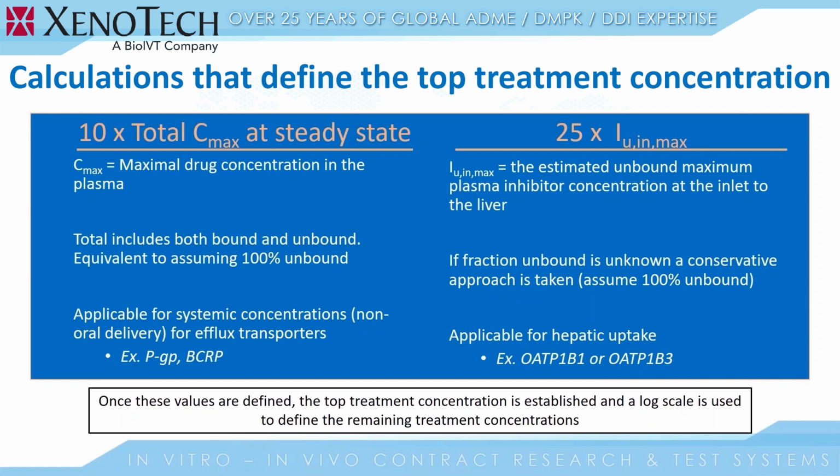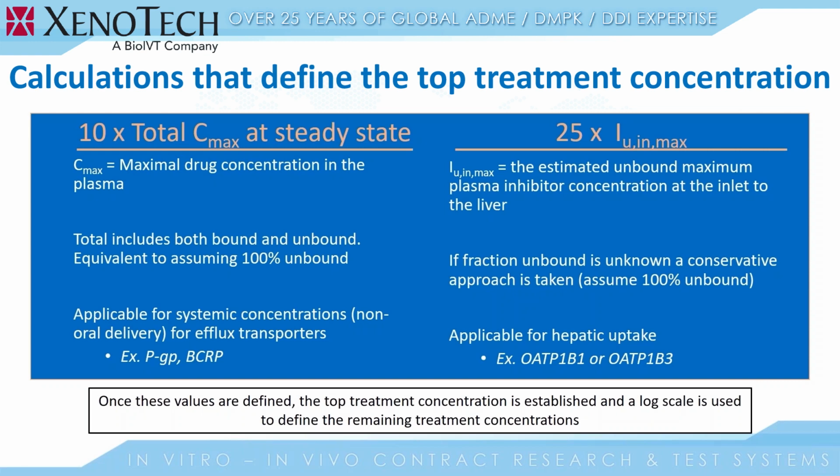Once we take the information provided in that table we just talked about and calculate these four values, we can establish the top treatment concentration, and then a log scale is used to define the remaining treatment concentrations. So we're always focused on the highest treatment concentration, 100 micromolar, and then we back down from there to our lowest concentration.